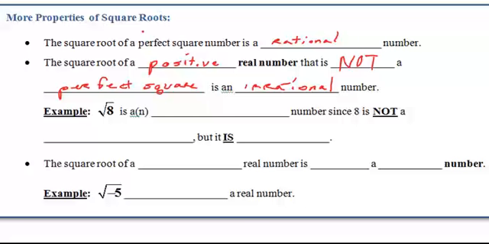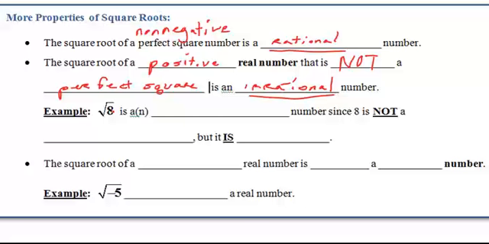And you know, up here it really should have said non-negative. So the square root of a non-negative perfect square number (a perfect square number can't be negative) is a rational number. The square root of a positive real number that is not a perfect square is an irrational number. So two new terms, rational and irrational.